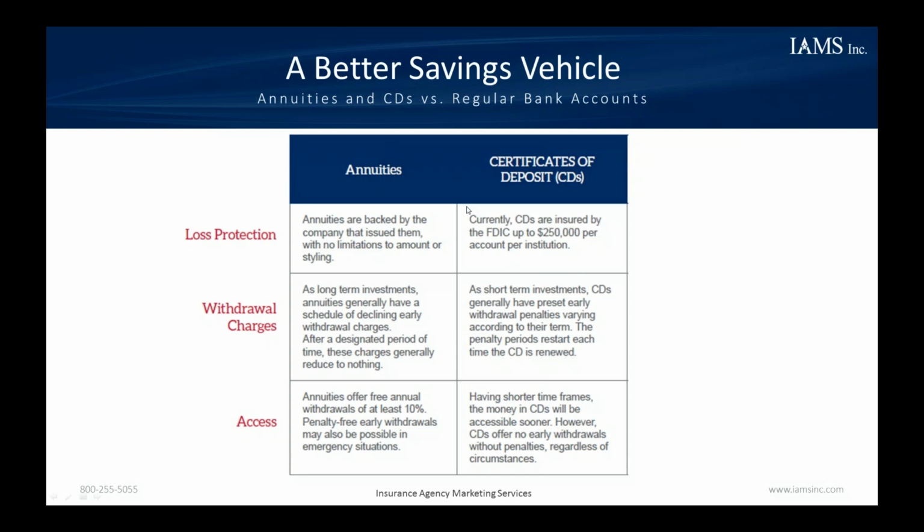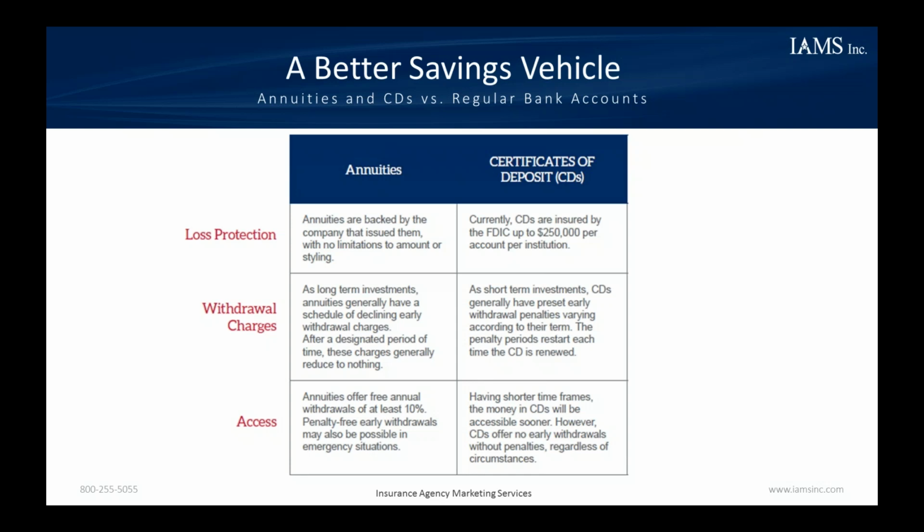So annuities do not have FDIC because they're not a bank instrument, but they are backed by the company that issues them. So each company that does business, say in the state of Nebraska, or really anywhere, those companies are required to have a surplus. So for every dollar of premium, they have to have more than $1 in surplus.